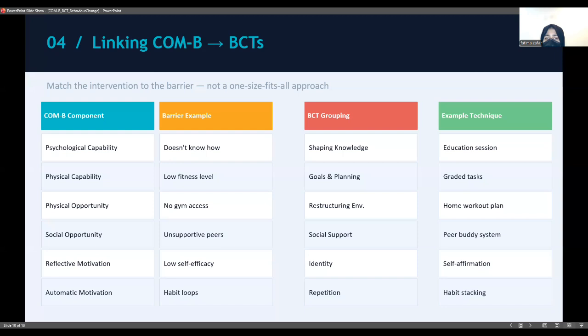BCT grouping, if you will see BCT grouping, it means shaping the knowledge. And how we can shape the knowledge, we have an example technique here, education session. Goals and planning, and how that by graded task. Restructuring environment, and how that by a home workout plan. Social support, and how it works, just like a peer buddy system. Identity, how it will be shaped by self-affirmation. Repetition, that is done through habit stacking.